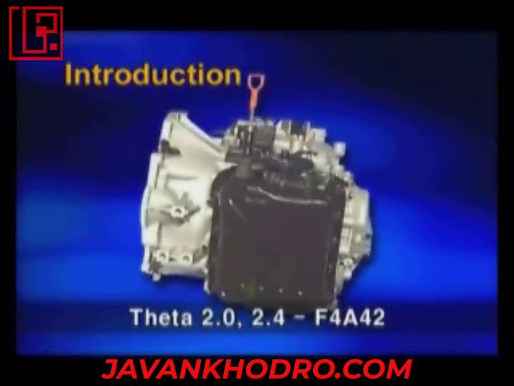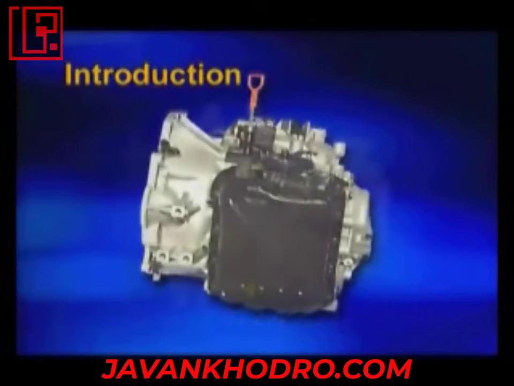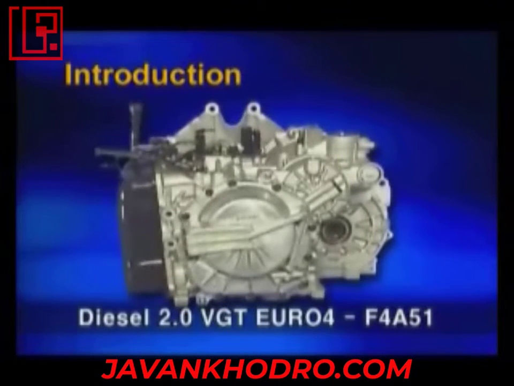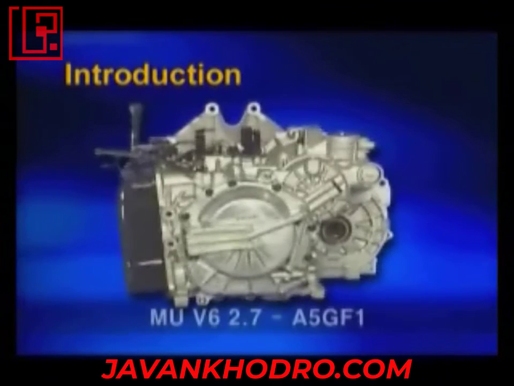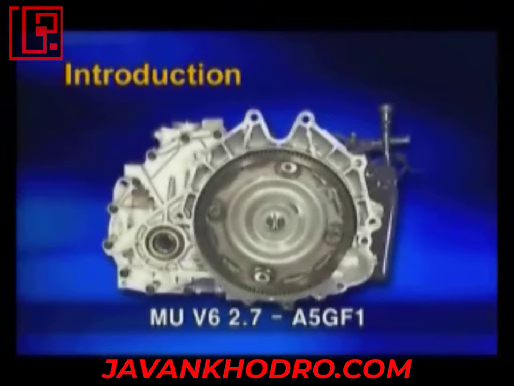For the automatic transaxle, model F4A42 is applied to the Theta 2.0-liter engine, and model F4A51 is adapted to the 2.0-liter common rail diesel engine to meet bigger engine torque. However, the 2.7-liter V6 engine equips the 5-speed automatic transaxle model A5GF1.